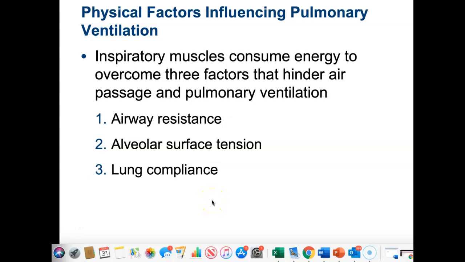Now we get to move into physical factors that influence pulmonary ventilation. You can see the three here: airway resistance, alveolar surface tension, and lung compliance. This is where we're going to come back and talk about surfactant and what it does.